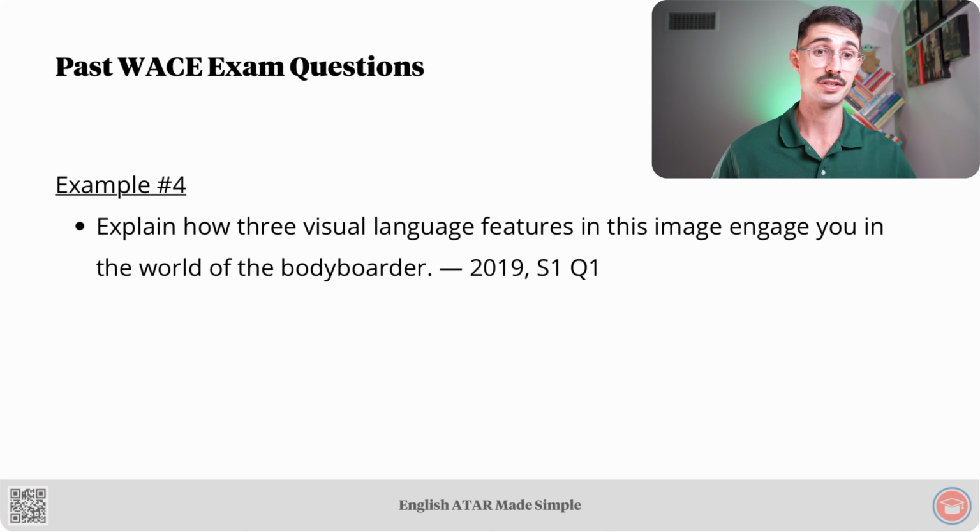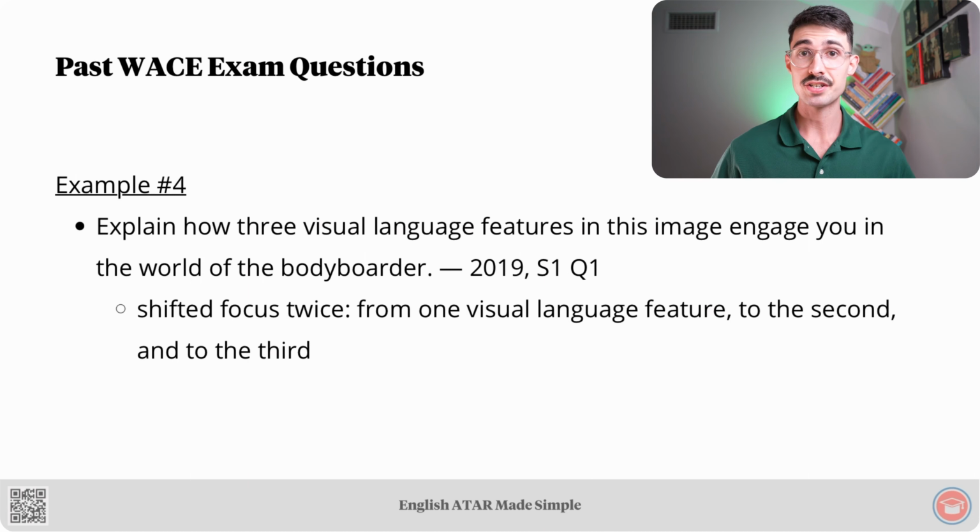Example number 4 was explain how 3 visual language features in this image engage you in the world of the bodyboarder. In this question, we did shift focus and we shifted focus twice from one visual language feature to the second and to the third. Shifting focus twice meant we had 3 main paragraphs.